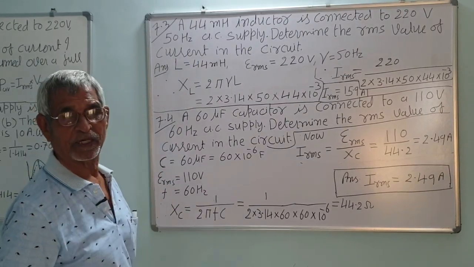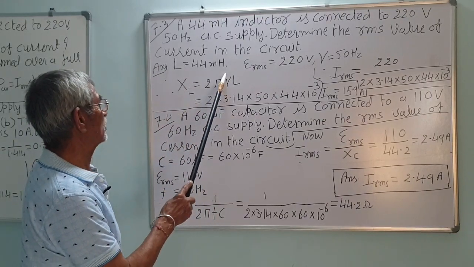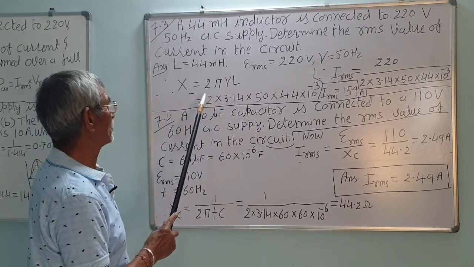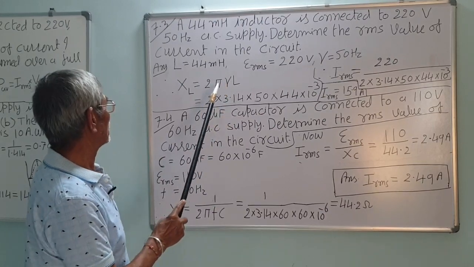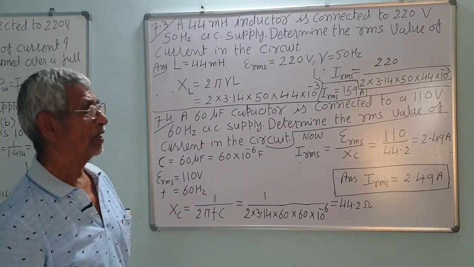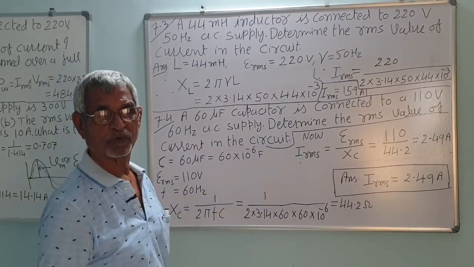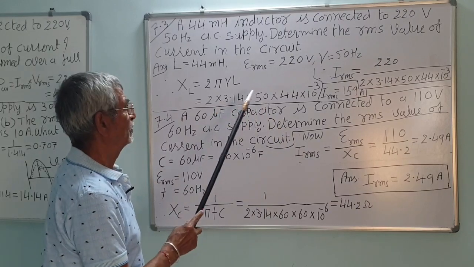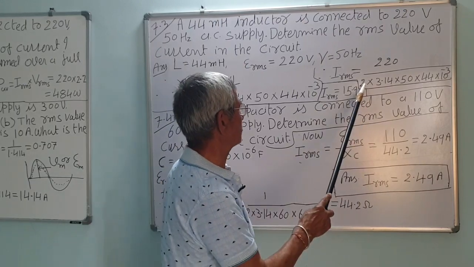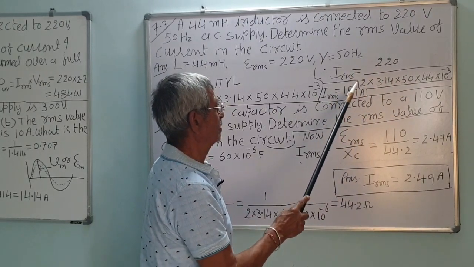So, it is given by XL, and XL is equal to 2 pi nu L. In some books this nu is the frequency, they use F also, F for the first letter of frequency. Any letter you can use; in your book they have used nu. That is equal to 2 into 3.14 into 50 Hertz into L, 44 millihenry, that is 44 into 10 to the minus 3 Henry. So, I RMS is equal to voltage upon inductive reactance, and that comes to about 15.9 ampere.